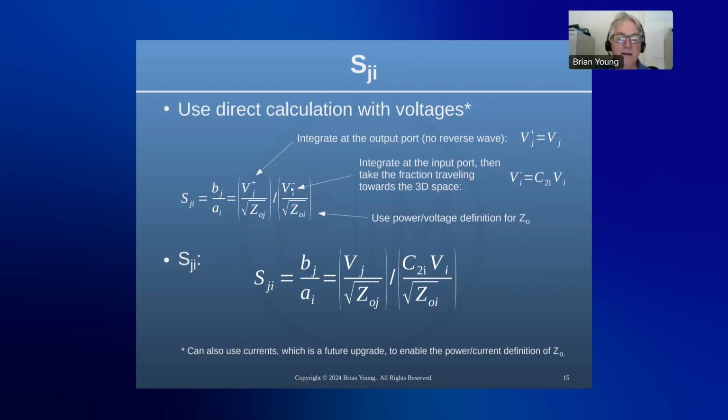On V sub I, that's at the driving port. There you need the voltage traveling towards the space, not the total voltage, but we have the weight for that. So we can calculate the total voltage, apply the weight for the portion that's going towards the space, and we can get the needed voltage component traveling towards the space. So then dividing that out, we get the equation to calculate the off-diagonal S parameter terms from the 3D field and the weights.